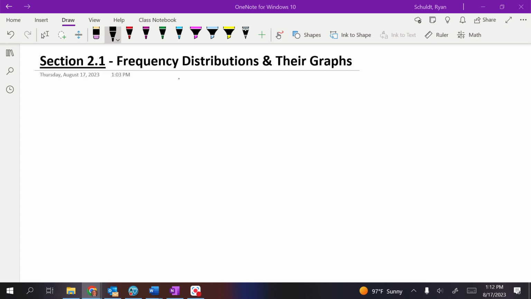So, first thing we can do is create a frequency distribution. We're going to start off with some definitions.